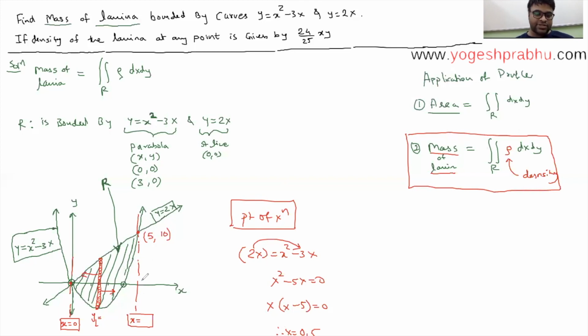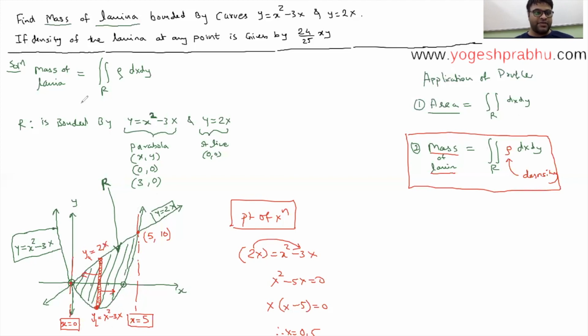But nonetheless, we actually found out the equation of this line. This distance is 5, right? The x coordinate, or this distance from here to here, is 5. So the equation of this line is going to be x is equal to 5. So I found out the limits of x from 0 to 5. And if you see the strip, the lower end always stays on this parabola. So y lower is going to be x square minus 3x, and the y upper is always on this line. So that is equal to 2x. So we have found out the limits of x and y.